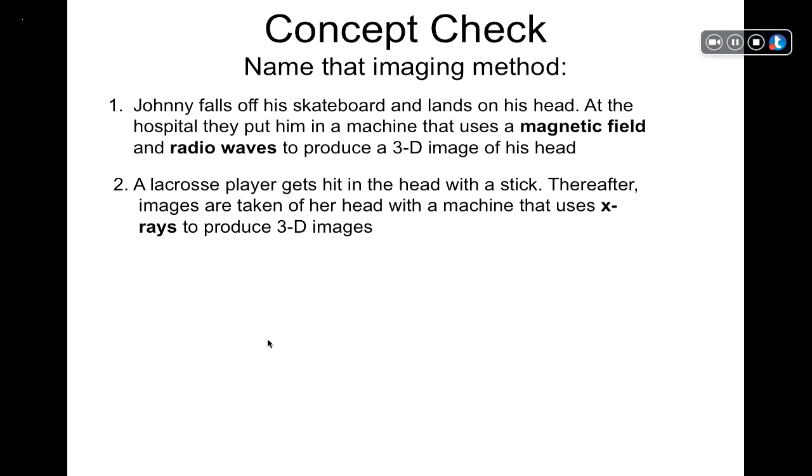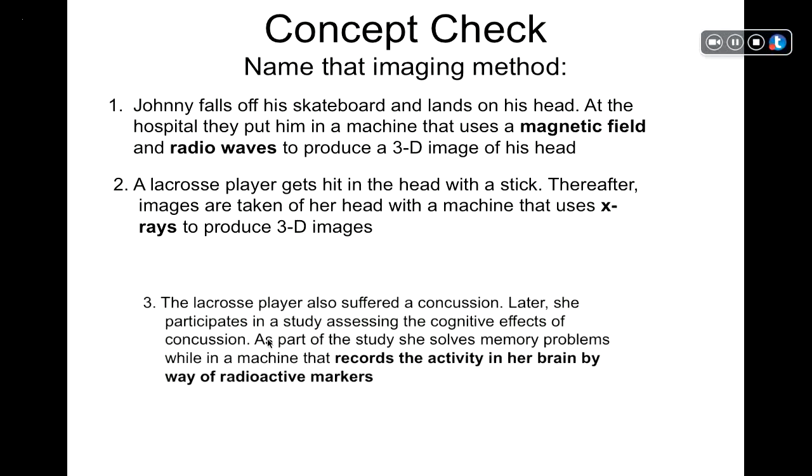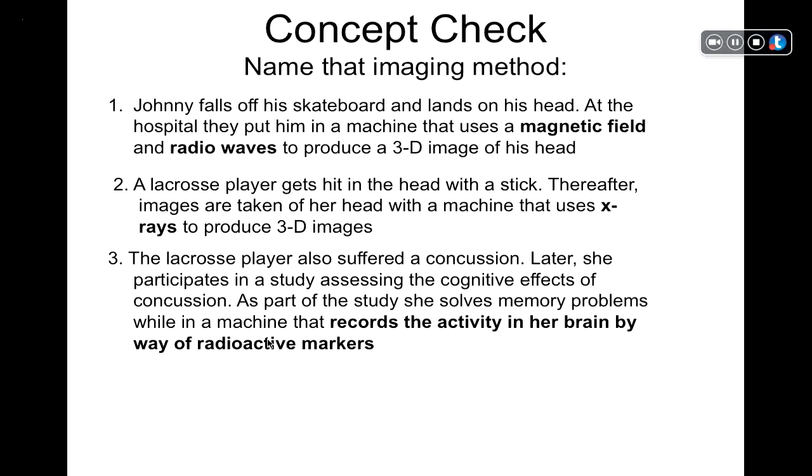Number 2, a lacrosse player gets hit in the head with a stick. Thereafter, images are taken of her head with a machine that uses X-rays to produce 3D images. That would be the CAT scan. Difference between the MRI and the CAT scan is that the MRI uses magnetic fields and radio waves, and the CAT scan uses X-rays.